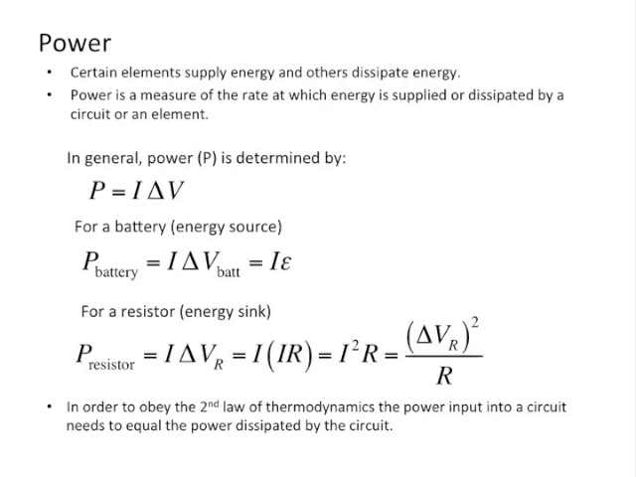squared over R. In order to obey the second law of thermodynamics, the power input into a circuit needs to equal the power dissipated by the circuit. Okay, so this is a way to check your results. If the power in doesn't equal the power out, something is wrong.